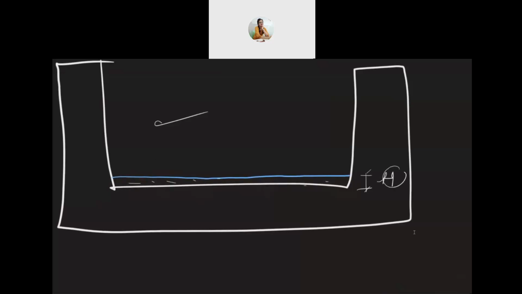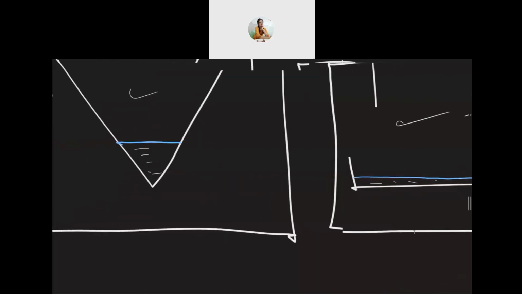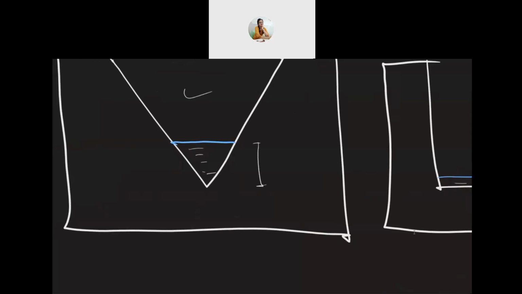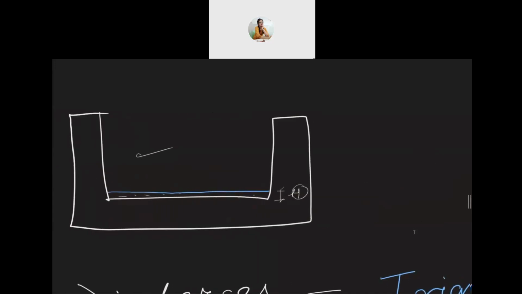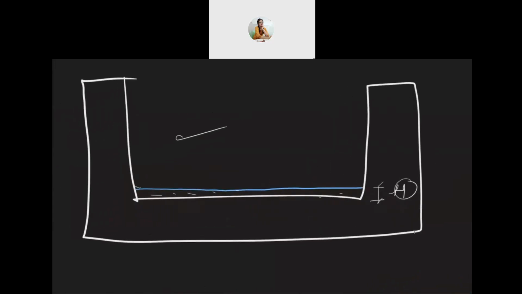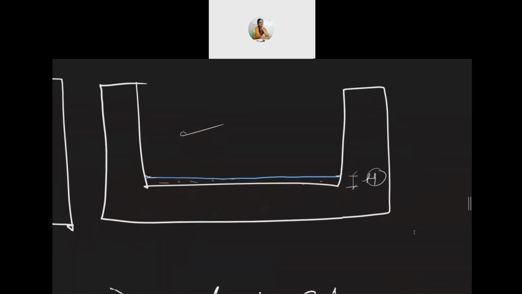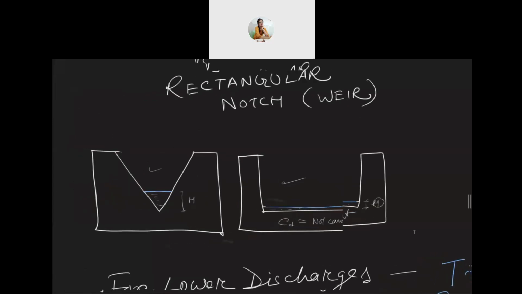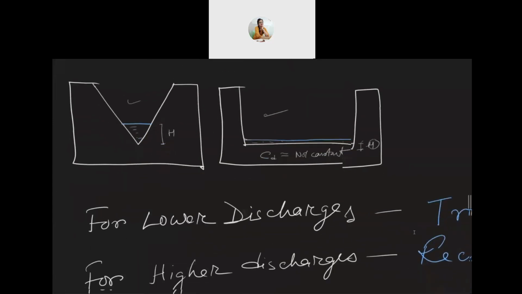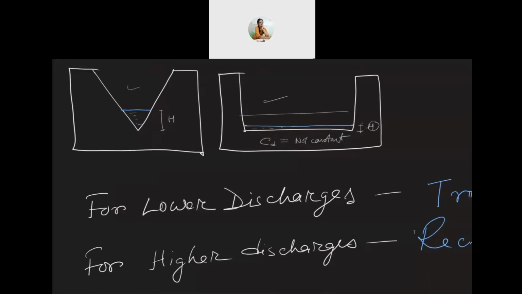But to have the same discharge, here in the triangular notch, there is a considerable head, which is easy to measure. And in the rectangular case, since the depth is very small, the effects of surface tension and viscosity may affect the discharge formula, and your coefficient of discharge will be varying very rapidly. So you can no longer consider that as a constant value, and therefore that CD value that the manufacturer has provided will be applicable only beyond a certain value of discharge. For very small values of discharge, that will not be very accurate.